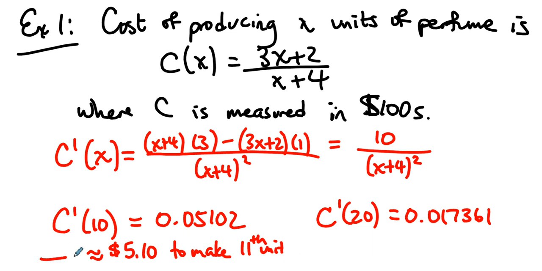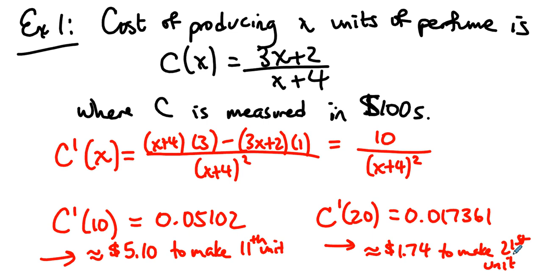What does this mean? This means that it costs approximately $1.74 to make the 21st unit. If we were already making 20 units of perfume, to up the production to 21 units would cost an additional $1.74. That's the idea.